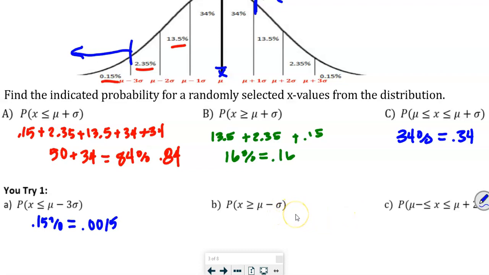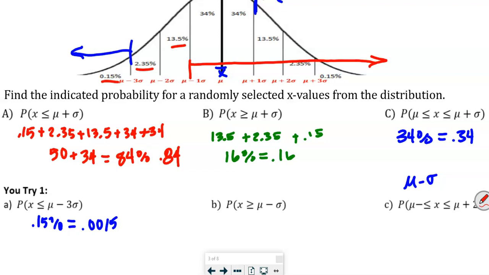Okay, so now let's look at our middle one. So this one is, oh, you know what? I should have told you I was on part C. This was mu minus sigma, just 1 sigma. That's what that should have been. So B is x is greater than or equal to mu minus sigma. So this time we're going to the right, correct? So we've got mu minus sigma is here, and we're going all those data points to the right.